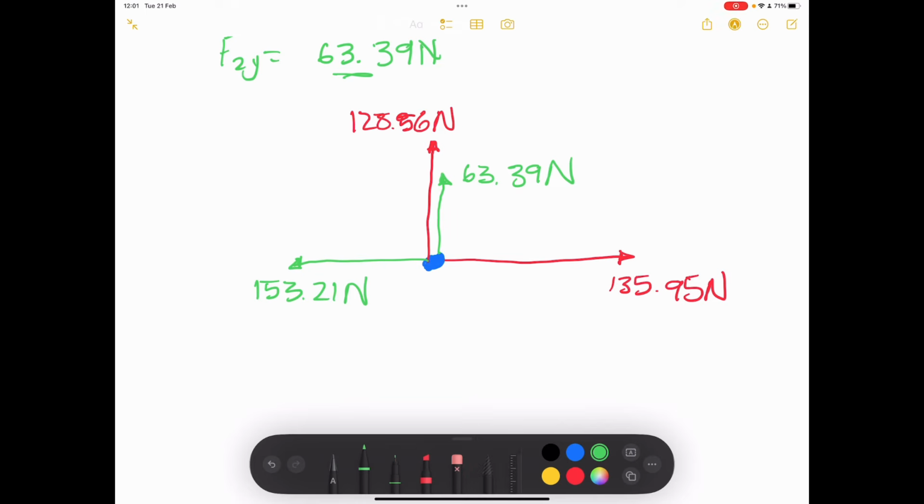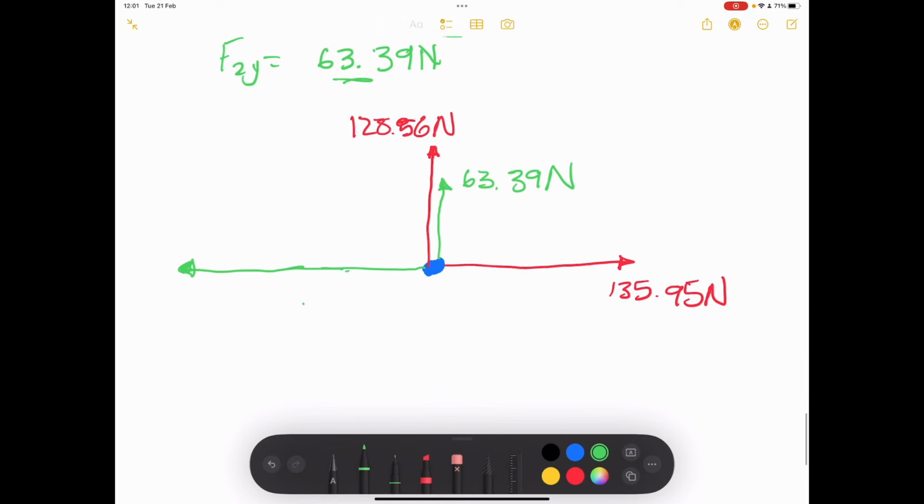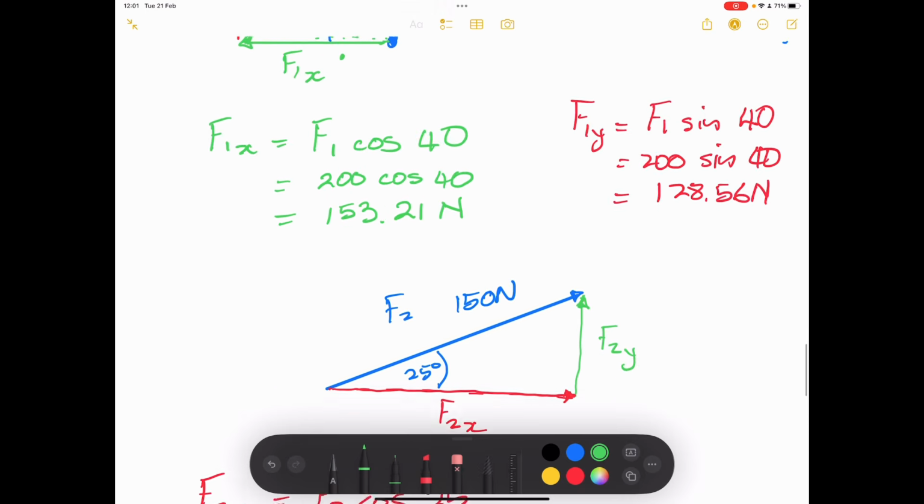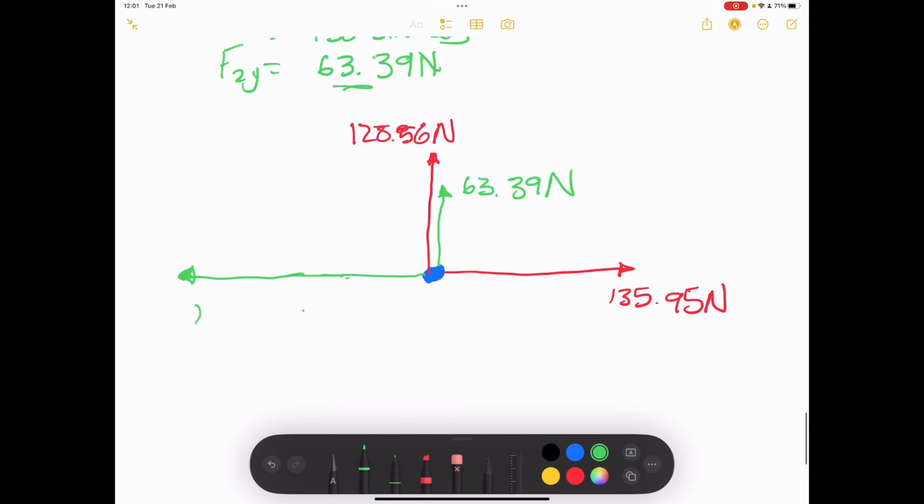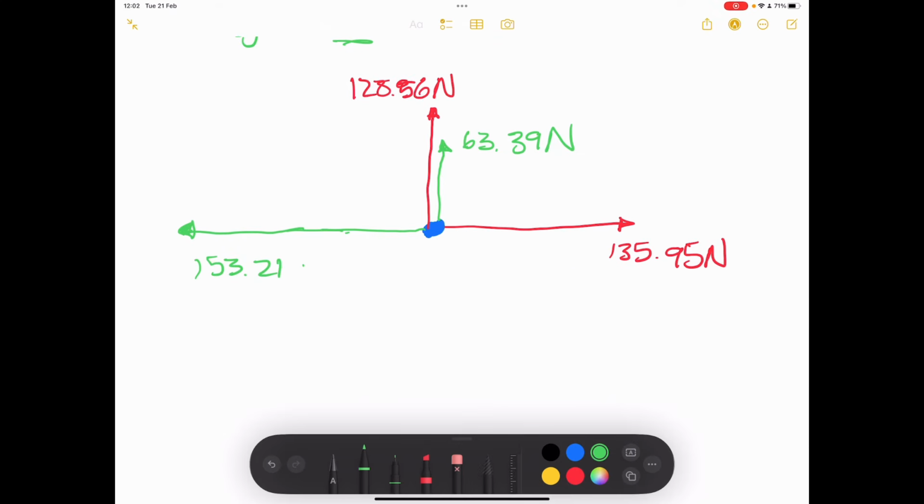Now notice what I've actually done. I have broken this drawing down into horizontal and vertical components. So I'm trying to make this slightly longer so that we can see that our value was 153.21, right? Now, ladies and gents, once we've done that, it means we can work out the resultant.